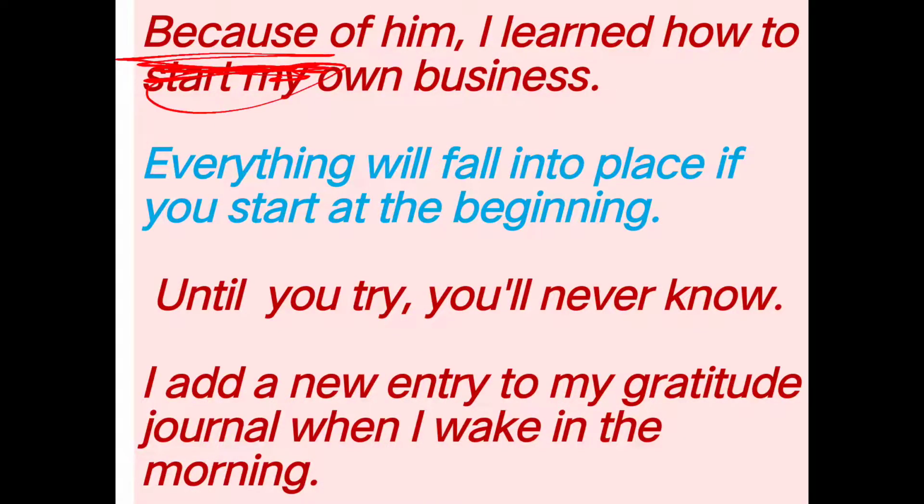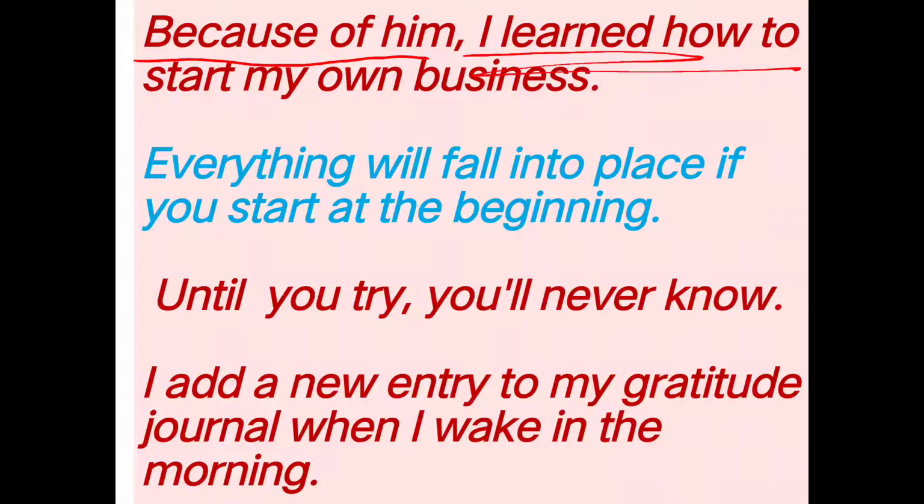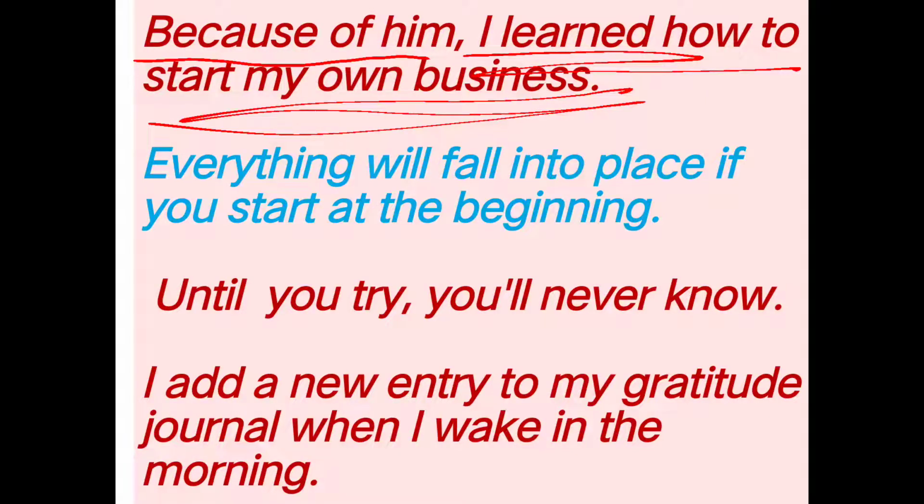Now one more important thing I want to tell you, that we are talking about dependent clause and independent clause, because we have learned that subordinate conjunctions will be attached to two kinds of clauses. One is main clause and second is subordinate clause, right? Or dependent clause and independent clause. So this part of the sentence, because of him, this is one part. I learned how to start my own business, in the second part of the sentence, you will come to know this is the main clause because this is having complete meaning. This is having a subject also, this is having a verb also.